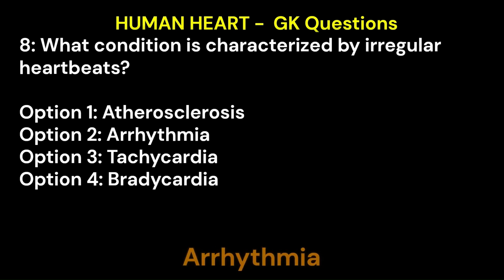Arrhythmias include atrial fibrillation, rapid, irregular beats, and ventricular fibrillation, which is life-threatening. Treatments include medications, cardioversion, or implantable devices like pacemakers.